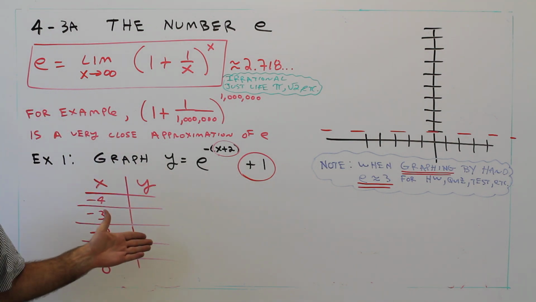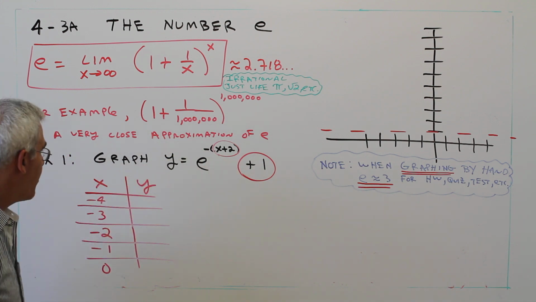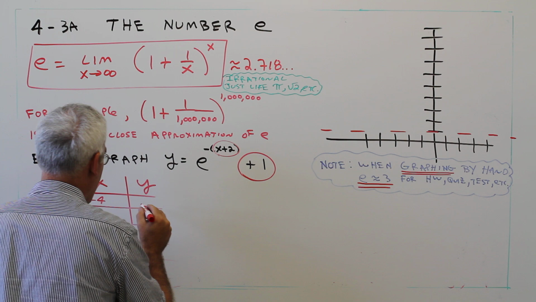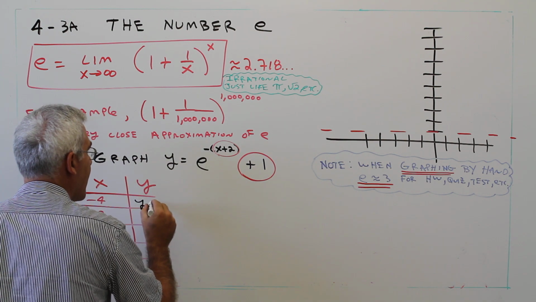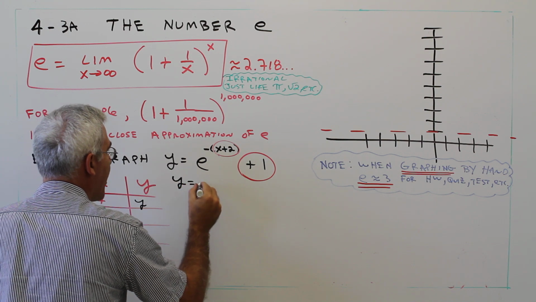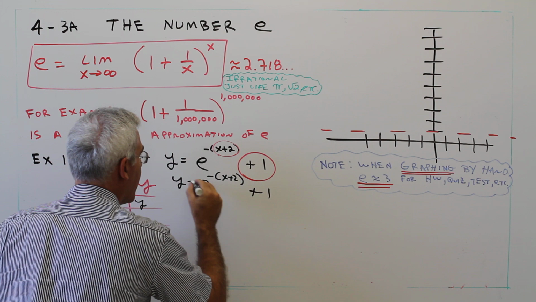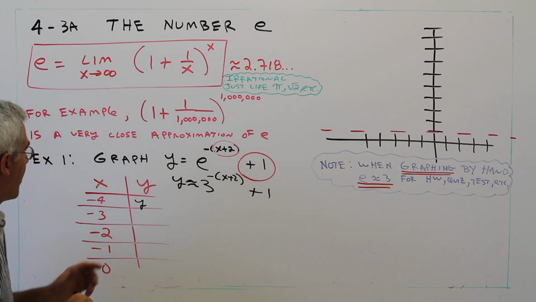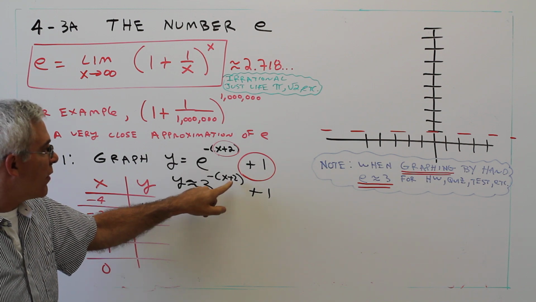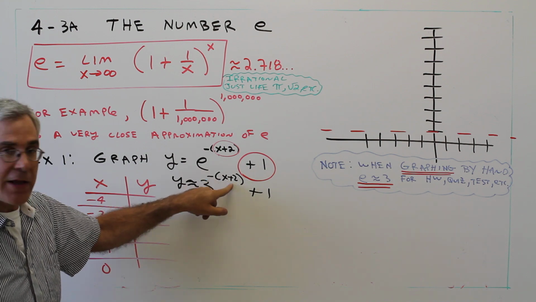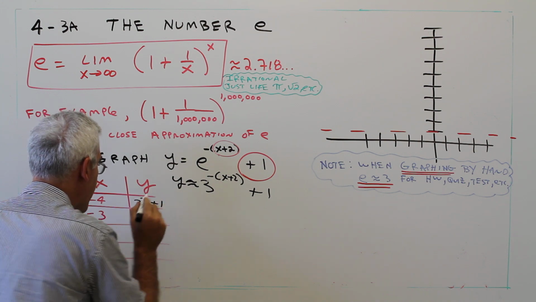All right, so all I'm going to do now is plug these x values in, get the associated y values, and be done. First I'm going to rewrite this as y = 3^(-x+2) + 1. If x is negative 4, add 2 is negative 2. The opposite of negative 2 is positive 2. So really quickly, 3 squared plus 1.